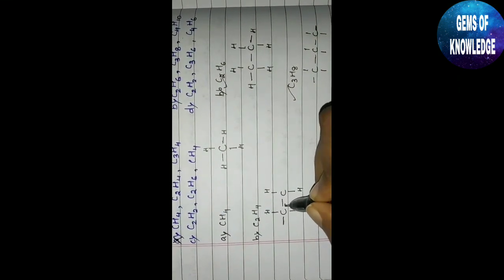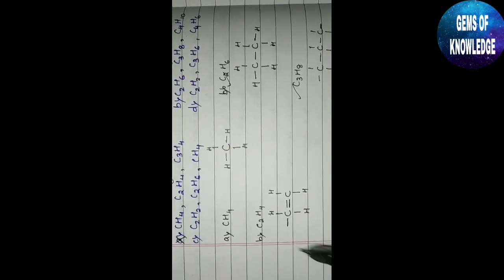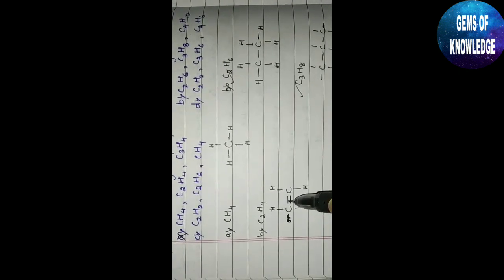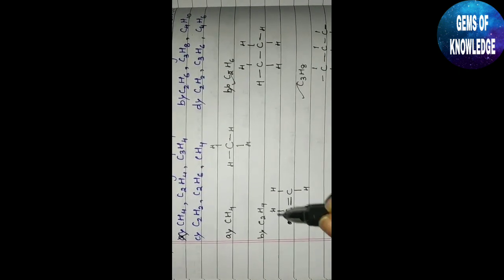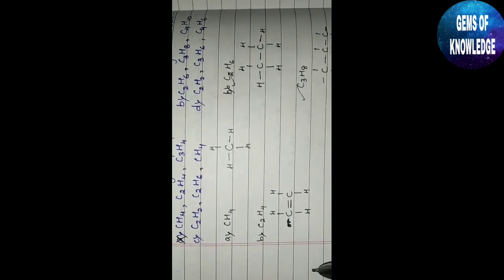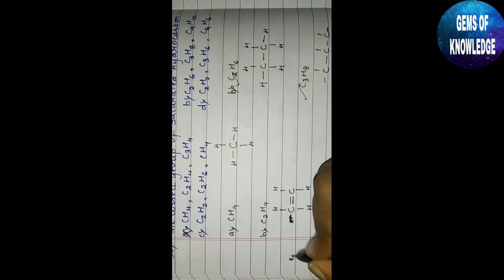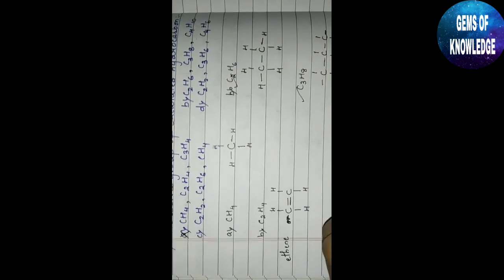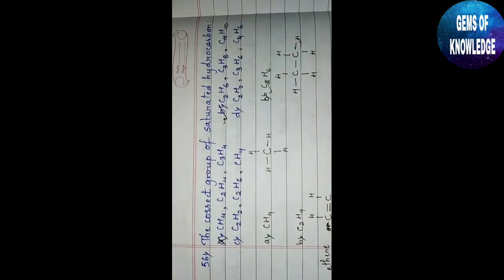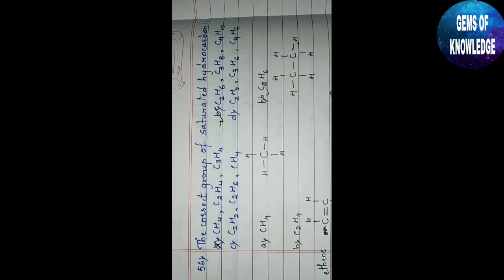In the case of C2H4, this bond will not be there. For C2 there will be a double bond and the H will be like this. Now the carbon bonds have been satisfied. So this is nothing but an unsaturated hydrocarbon, that is ethene. Here a double bond is present, but in the other cases there are no double bonds. So the correct answer here is B1: C2H6, C3H8 and C4H10.